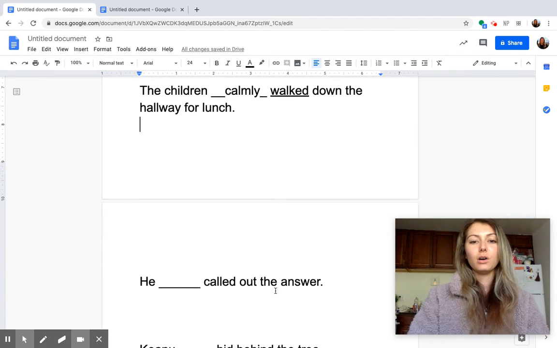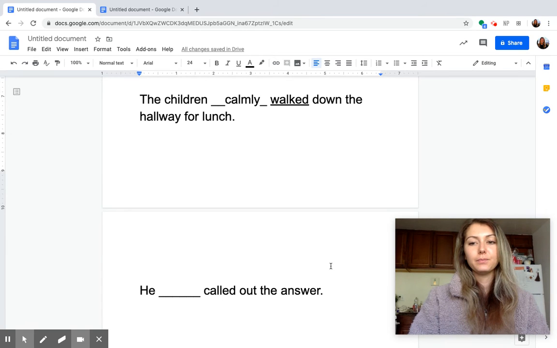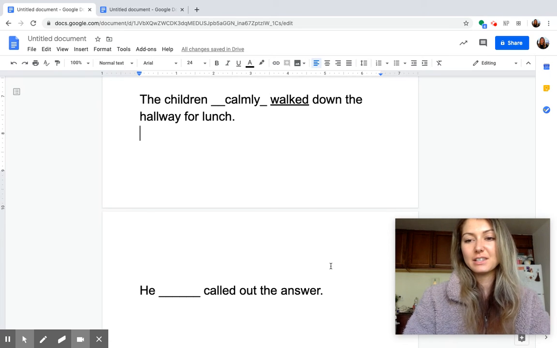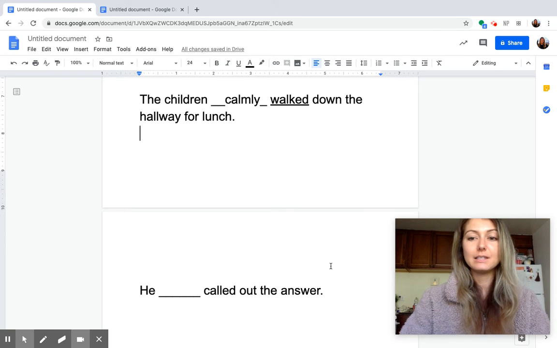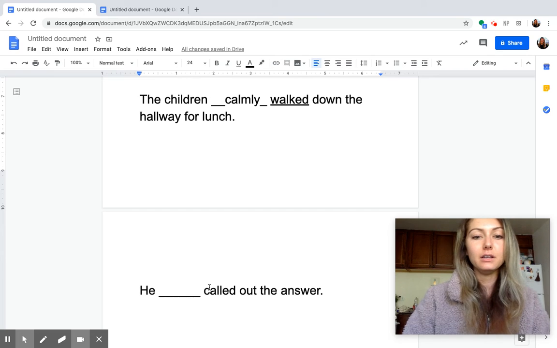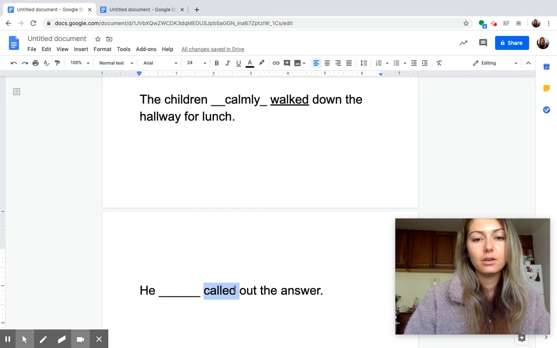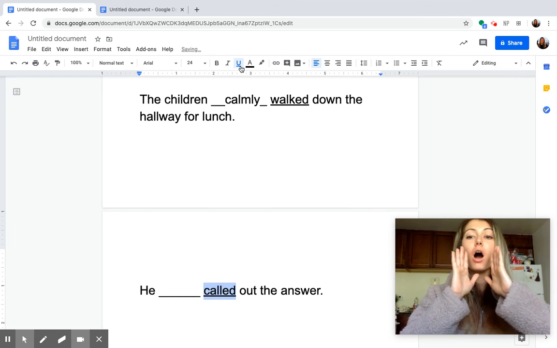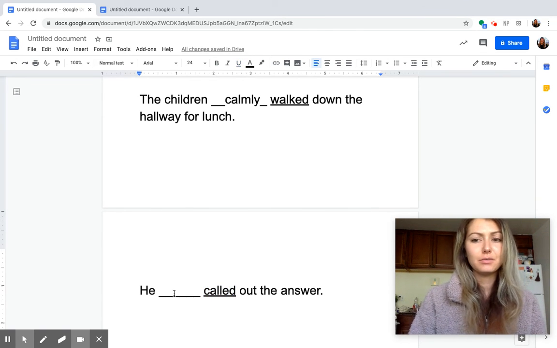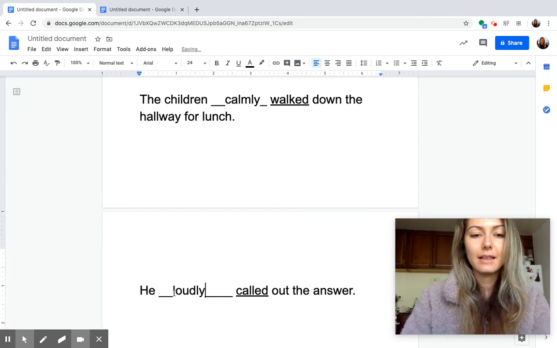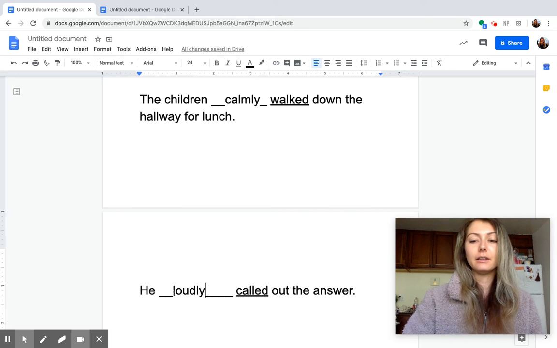He blank called out the answer. Now, if I were still in first grade, I could just say he called out the answer. But we're in second grade now, and we're making really strong second grade sentences that describe things in detail. So we're going to describe how he called out the answer. He's calling it out. Well, when someone's calling out an answer, they're usually not doing it quietly. How are they doing it?